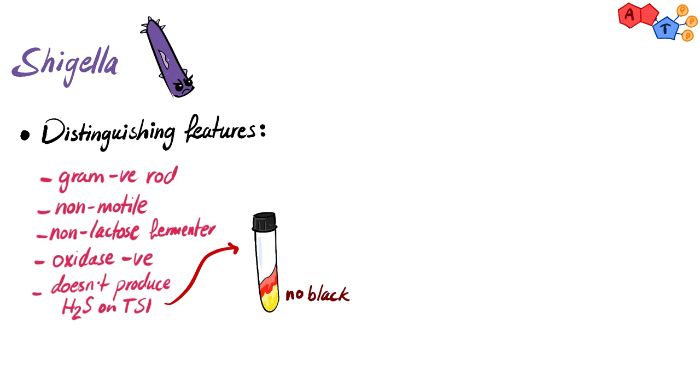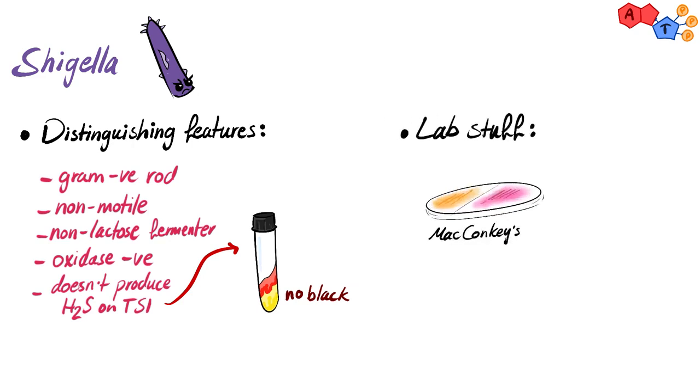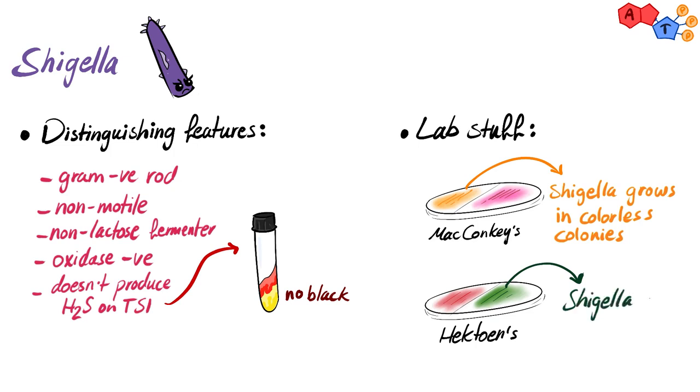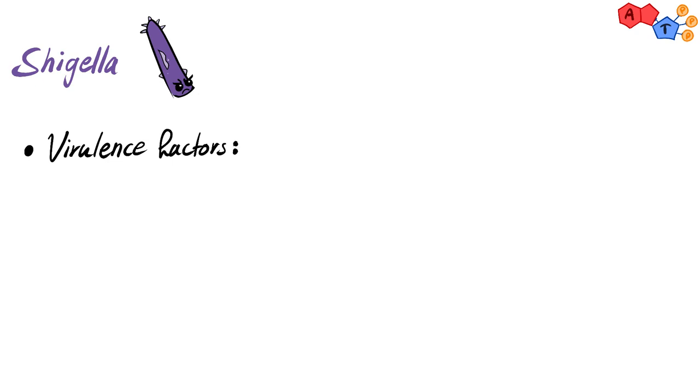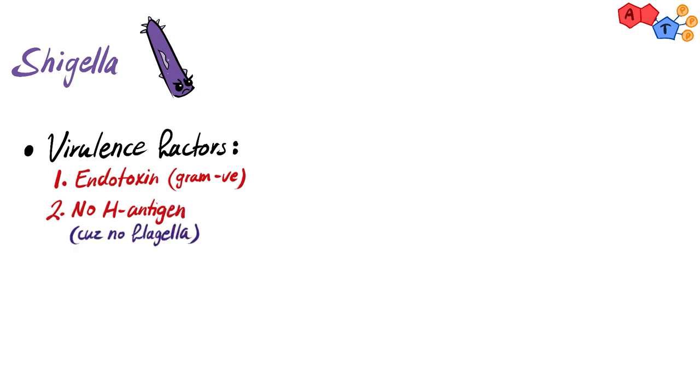So you can think of Shigella as being negative to everything, and this is what will distinguish it from other bacteria. Now in MacConkey's agar, Shigella will grow in colorless colonies, since she is a non-lactose fermenter. In addition to that, Shigella grows in green colonies on Hektoen agar. As for the virulence factors, Shigella has endotoxin, since as you already know she's a gram-negative. However, Shigella does not have H antigen or the flagella, and that's why she can't move.